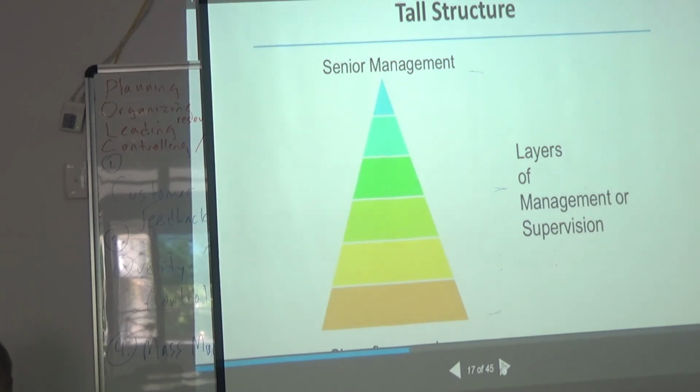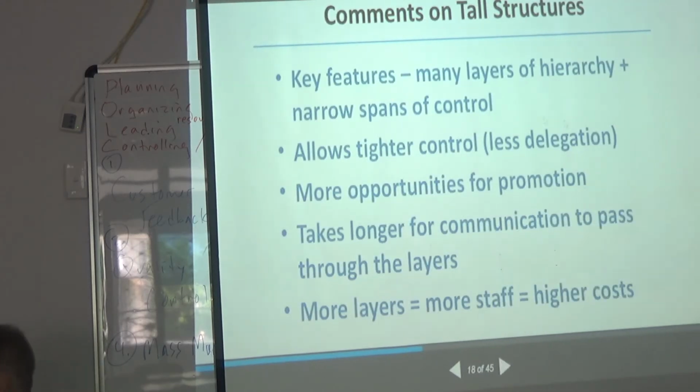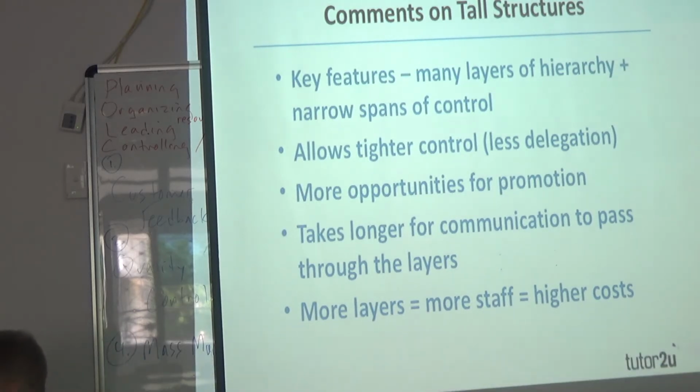All right, so like I said, I'll share this whole thing with you. It's very useful. Comments on tall structures. So tall versus flat. Key features. Features means the things that are definitional about a tall structure. It has many layers of hierarchy and typically narrow spans of control because employees need to be watched over carefully. And that's what the second one says, tighter control. So there's not much empowerment of employees, there's not much decision making for employees. So management has tighter control.